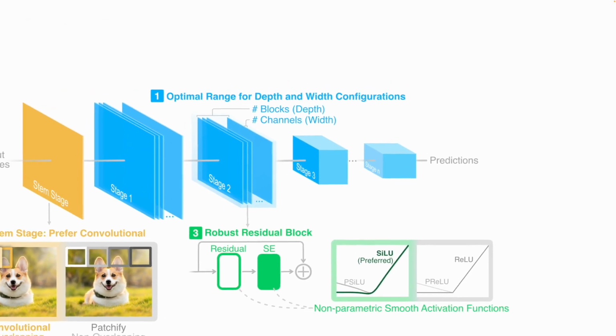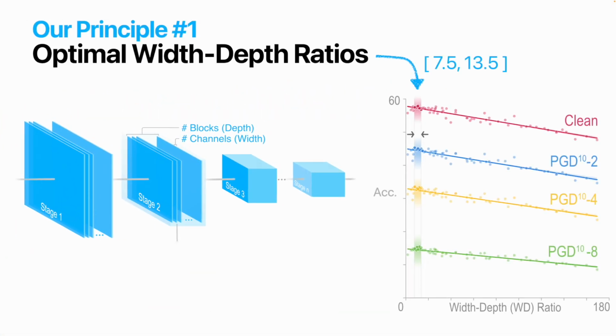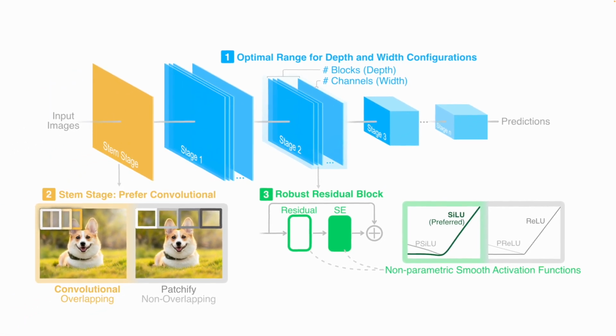The first principle is optimal width-depth ratios. Instead of studying a fixed depth and width configuration in each stage, we aim to provide a flexible compound scaling rule of the relationship between robustness and total depth and width. We find the optimal range for the width-depth ratio is 7.5 to 13.5. A marked robustness gain is achieved by simply redistributing depth and width to satisfy the optimal range.